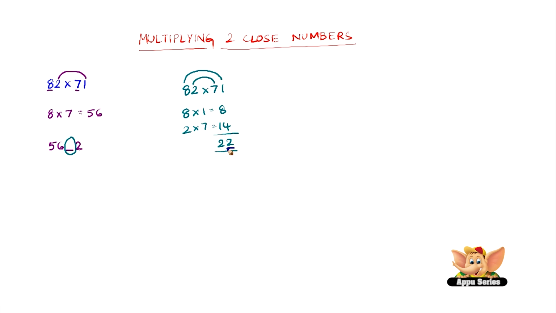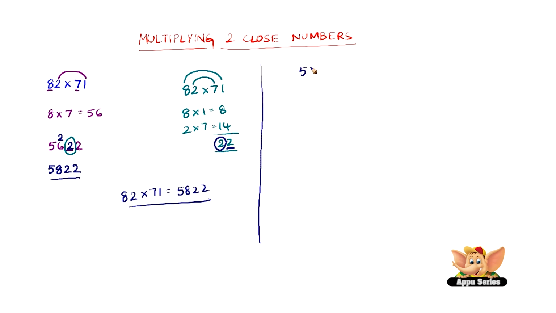Consider the units digit of 22 and place that here in the blank space that we've left. And the tens digit, which is a 2 again, we have to take it over to the next number and add it. So that makes it 5, 6 plus 2 is 8, 2 remains 2 and 2. So 5822 is the answer of 82 into 71. In a very simple way. So let us try another example.